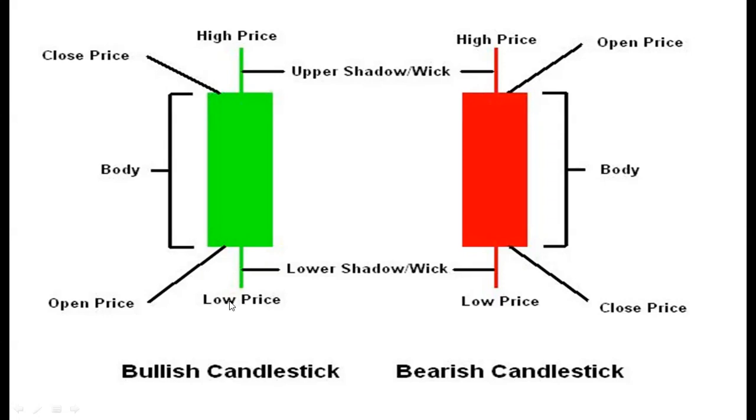The wick represents the low and the high of a price. The body represents the open and the close. All right, again, the high and the low, the open and the close. That's what it shows.